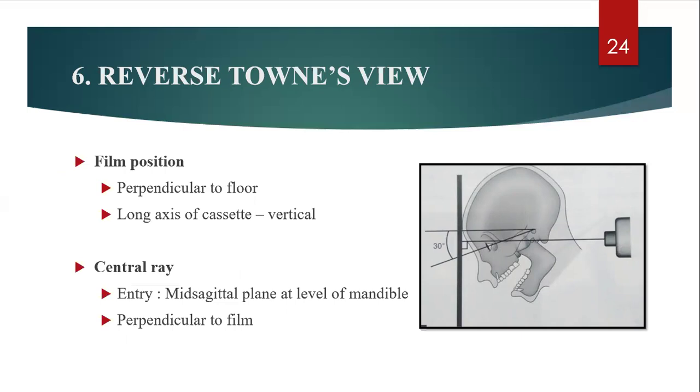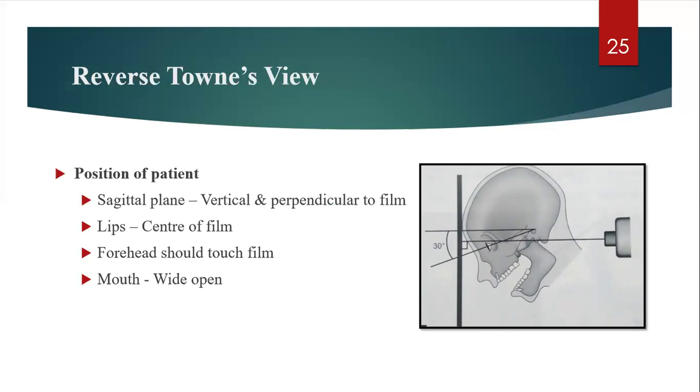Another technique is the reverse Towne's view. In this technique, the film is positioned perpendicular to the floor and the long axis of the cassette should be in a vertical position. The central ray should pass perpendicular to the film and the point of entry is at the level of the mandible along the mid-sagittal plane. The patient should be positioned in such a way that the sagittal plane is perpendicular and vertical to the film. The forehead should touch the film and the mouth should be wide open.